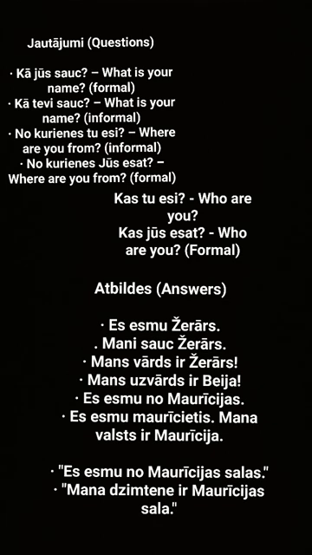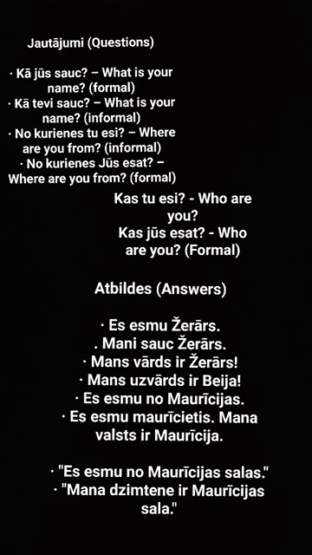And no kurienes tu esi, vai no kurienes jūs esat? Where are you from? So es esmu no Mauritius. No means from. Es esmu, it means I am from Mauritius. Es esmu Mauritietis. Mauritietis means I'm a Mauritian. I'm from Mauritius. I'm a Mauritian. Mana valsts ir Mauricija. My country is Mauritius.